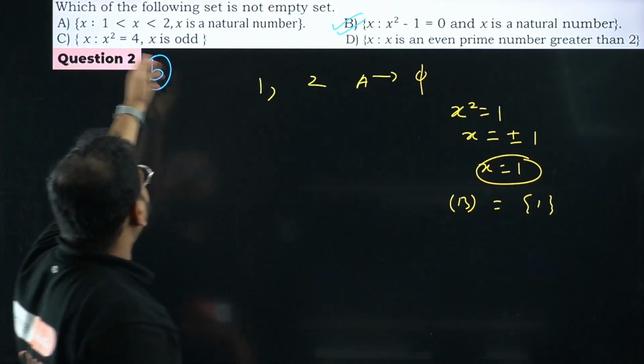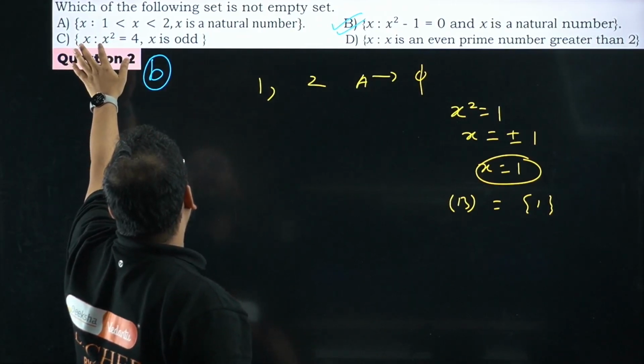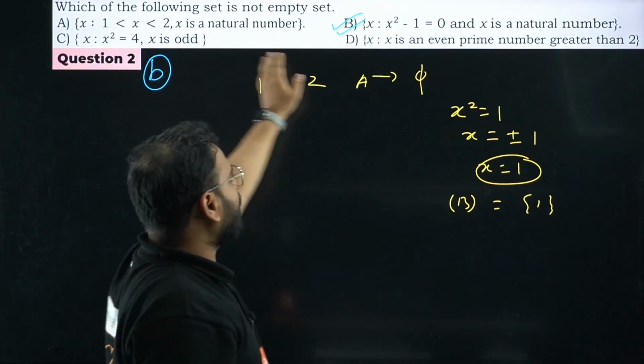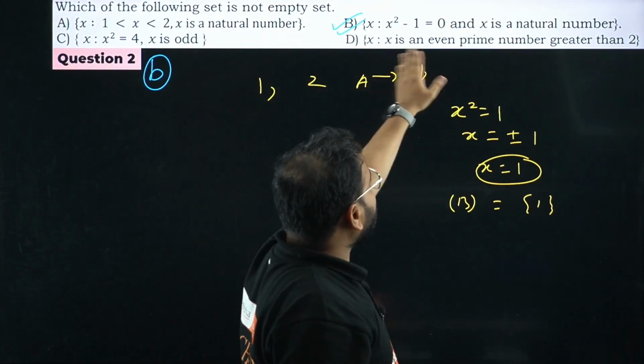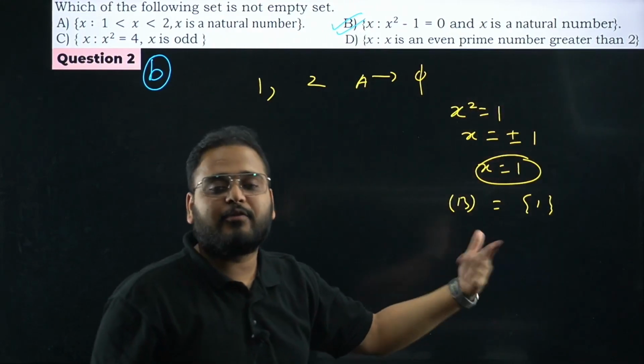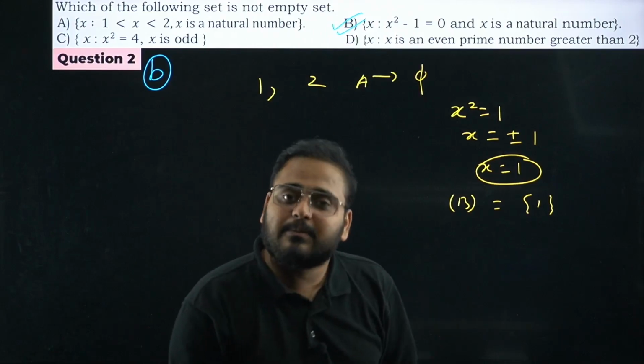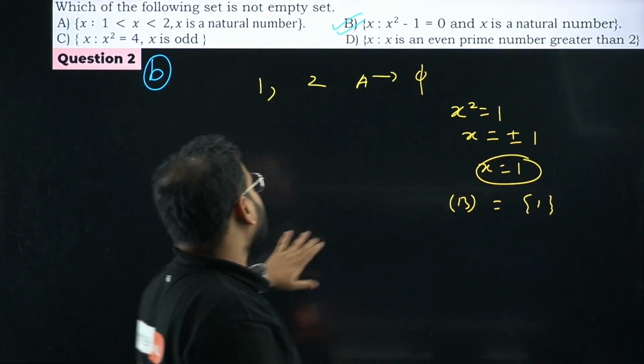This is clear, no? For any odd value, the square of x will never be equal to 4. Here also, x is an even prime number more than 2. If you take an even number more than 2, can it be prime, sir? It can never be prime. So options C and D are incorrect.